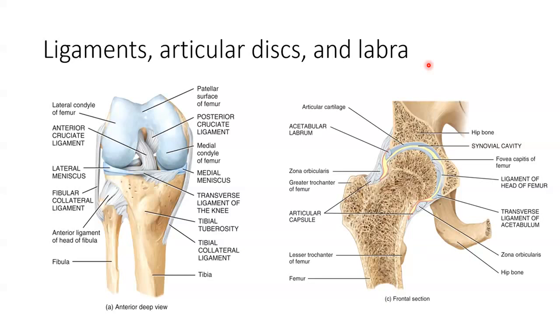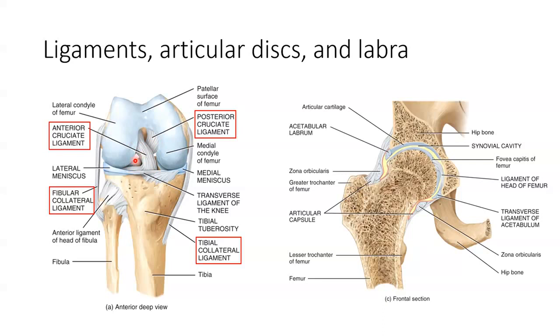Examples of extracapsular ligaments include the fibular and tibial collateral ligaments of the knee. So that is this ligament here and here. Examples of intracapsular ligaments are the anterior and posterior cruciate ligaments, which you may have heard referred to as your ACL and your PCL, which are these ligaments here and here.